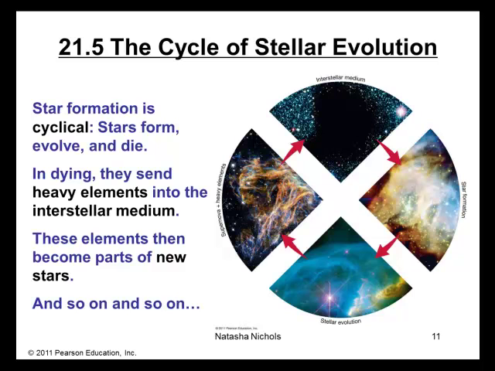So as you can see, we have a cyclic process. Stars form, evolve, and die. In dying, they send heavy elements into the interstellar medium. These elements then become parts of new stars, and so on and so forth.